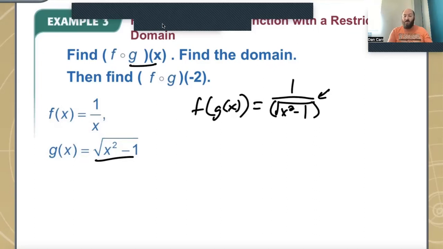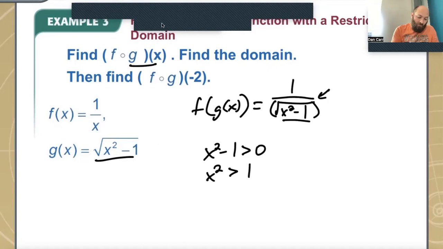My restriction on this is two things. Don't forget, we cannot have a 0 in our denominator. But because of the square root sign, we can't have a negative number down there either. So the idea is this. To satisfy both, it's got to be greater than 0 inside that radical. So x squared minus 1 needs to be greater than 0 for the domain. If I solve that, x squared has to be greater than 1 when I add it over. And then when I square root this, that means x has to be greater than plus or minus 1.